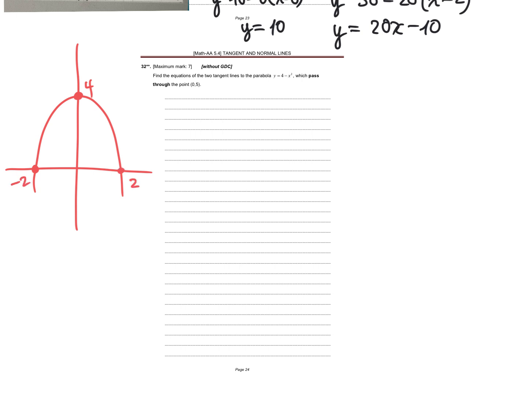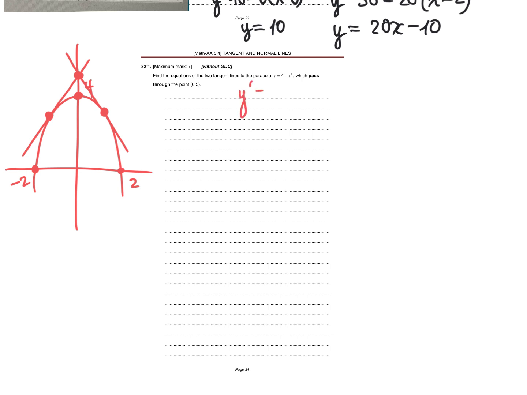And it needs to go through (0, 5). These two tangent lines, so it's going to be like this and like that. So we need to find where these intersect.